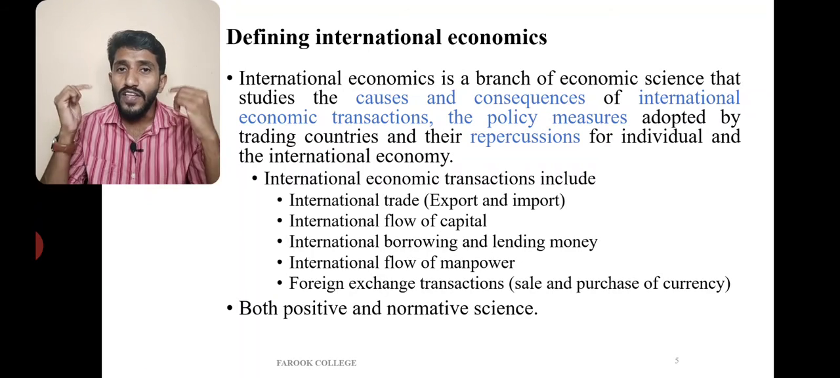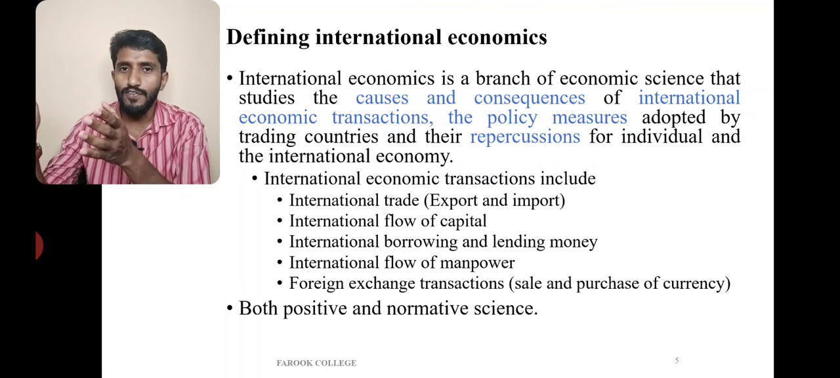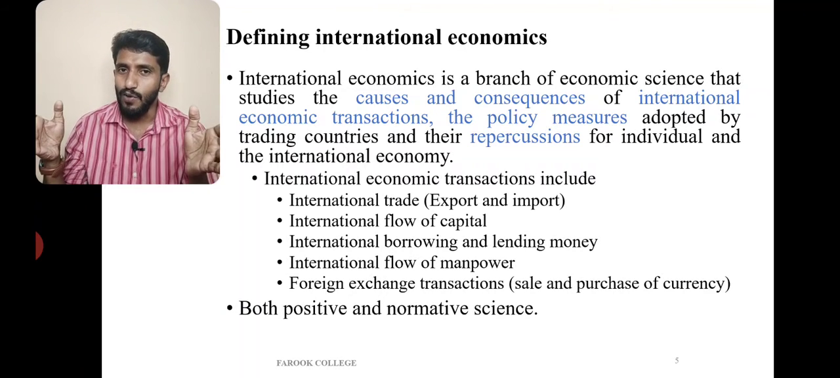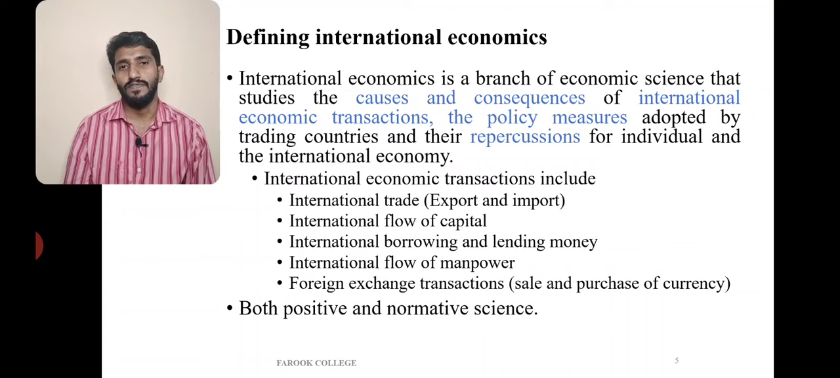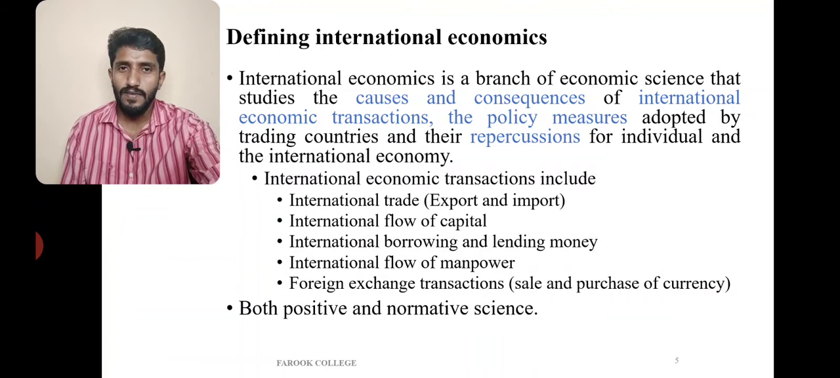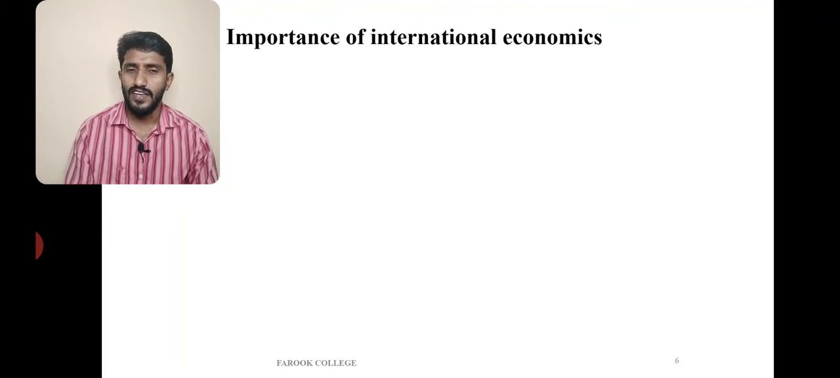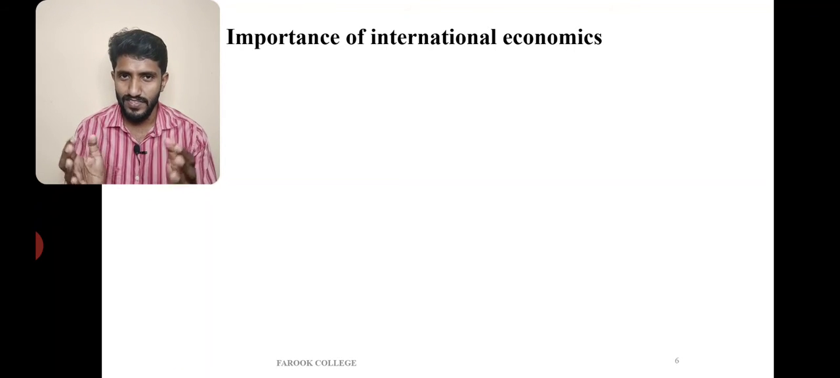But what policy should be adopted by a country? That is a part of normative science. So international economics is both positive and normative. Okay. Then what is the importance of international economics? Why does international economics have this much scope, or why is the scope very wide?